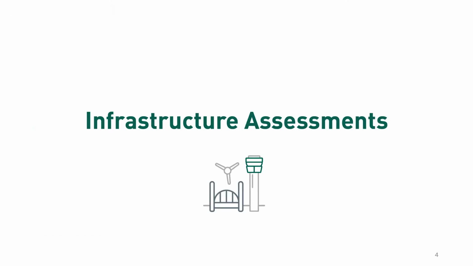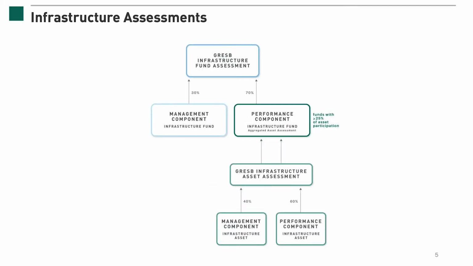We'll start with an overview of the two infrastructure assessments to establish the context for the fund assessment. GRESB provides two complementary infrastructure assessments, a fund assessment and an asset assessment. Both address critical aspects of ESG performance through a globally applicable and standardized reporting and benchmarking framework. The fund assessment is intended for infrastructure funds and portfolios of assets, while the asset assessment is completed by individual assets. In many cases, these assets will be owned by and form part of an infrastructure fund.